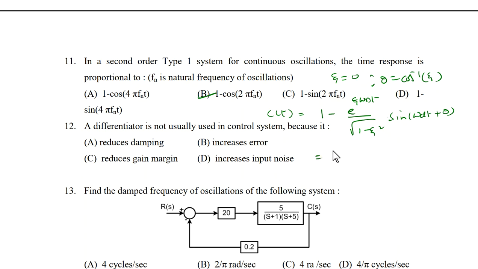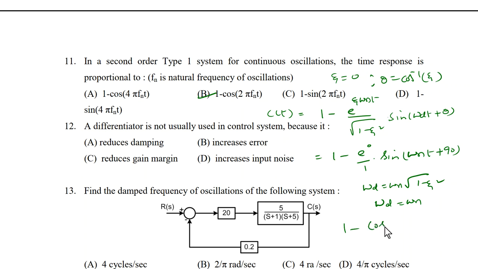Once you substitute this, e power 0 means 1, e power 0 divided by 1 into sine omega d. Omega d is nothing but omega n into square root of 1 minus zeta square, so omega d is nothing but omega n here, omega n into t, plus theta is nothing but cos inverse of 0, which is 90. So simply 1 minus e power 0 means 1, it is cos omega n into t. Omega n is 2 pi fn. So the answer will be B here.